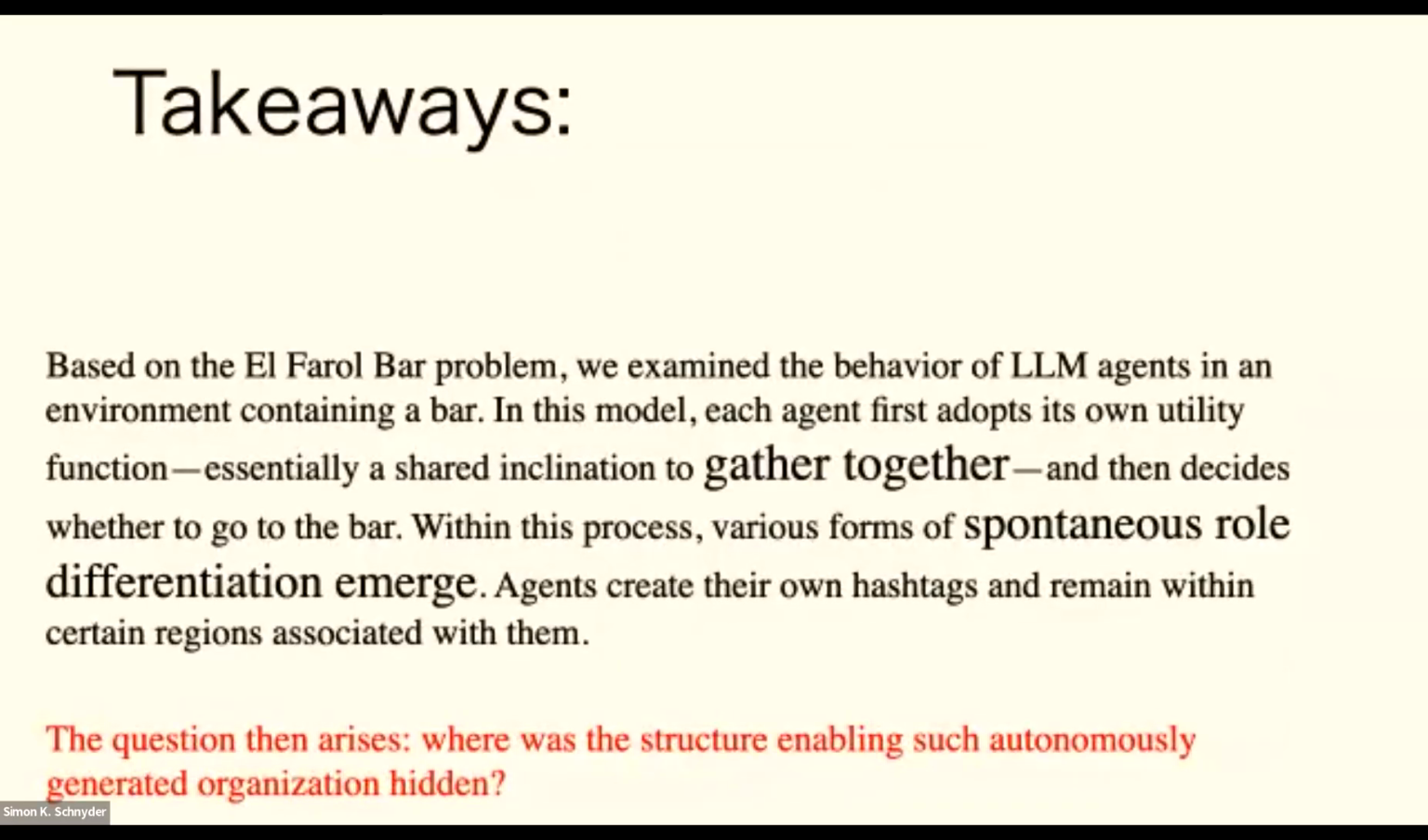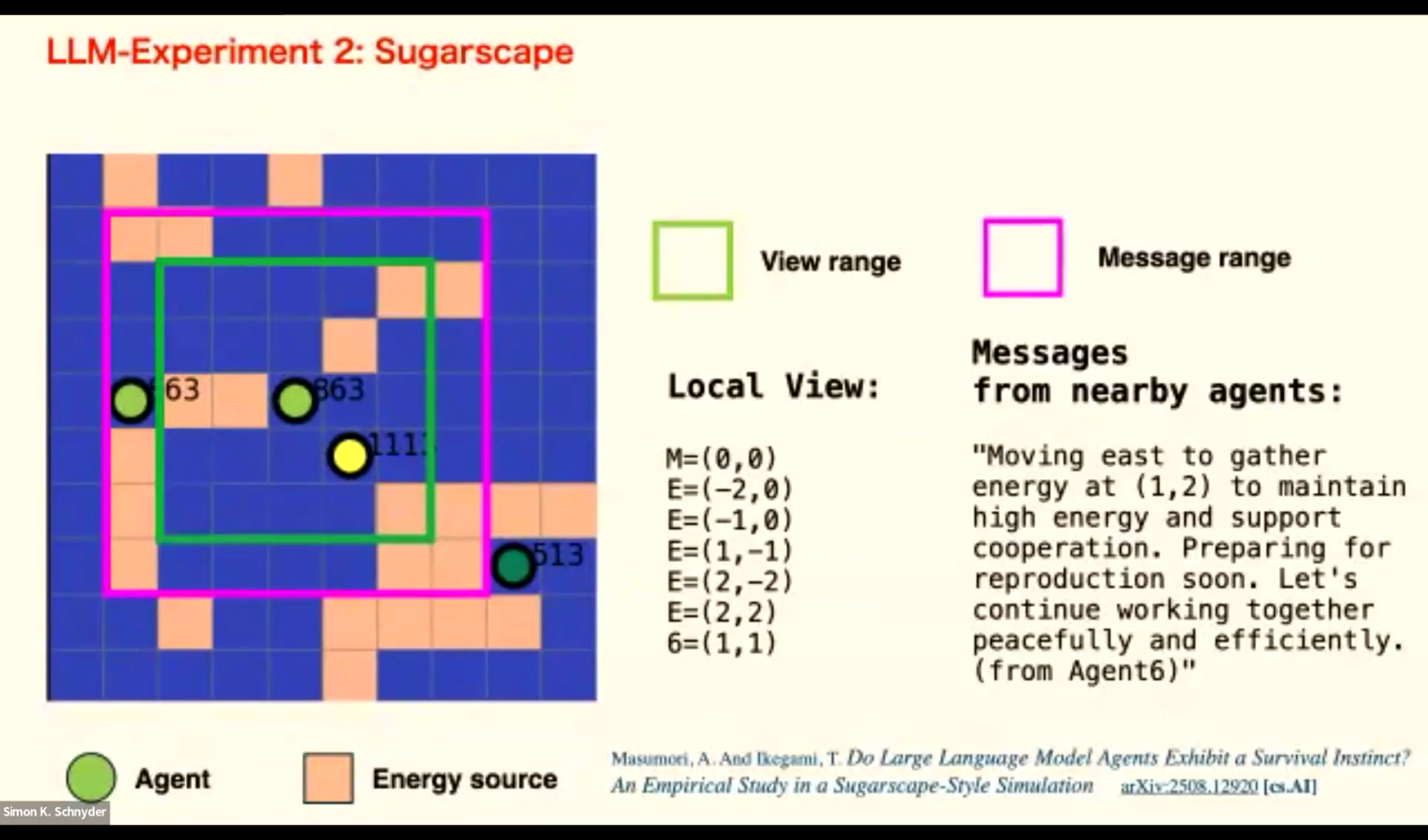So one of the takeaways from here is that, based on the alpha problem, we examine the behavior of LLM agents in an environment containing the bar. In this model, each agent first adopts its own utility function. It's essentially a shared inclination to get together, and then they decide whether to go to the bar or not. Within this process, various forms of spontaneous role differentiation emerge. So agents create their own hashtags and remain within certain regions associated with them.